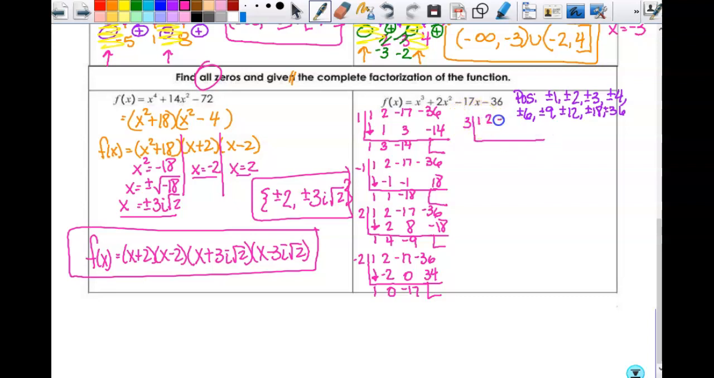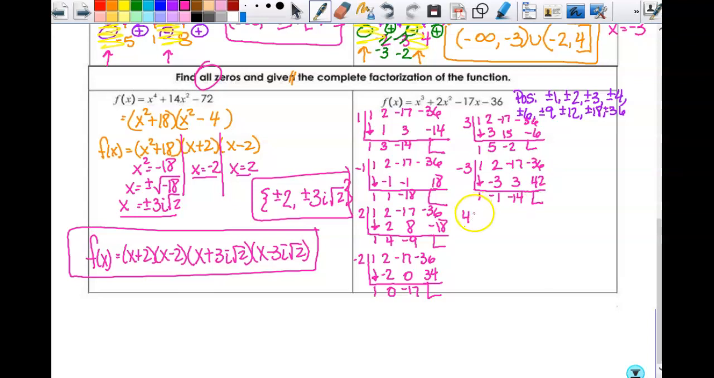1, 0, negative 17, negative 36. Bring down my 1. Gives me 3, 5, 15, negative 2, negative 6. That's a big fat no. Negative 3. 1, 0, negative 17, negative 36. Bring down my 1, negative 3, negative 1, 3, negative 14. 3 times 14 is going to be 30, 42. So it's a positive 42, still not 0.